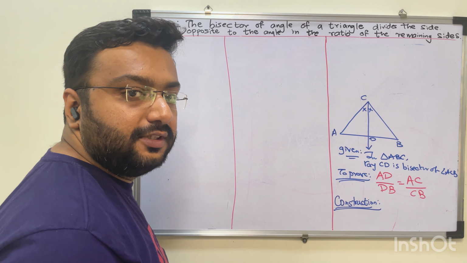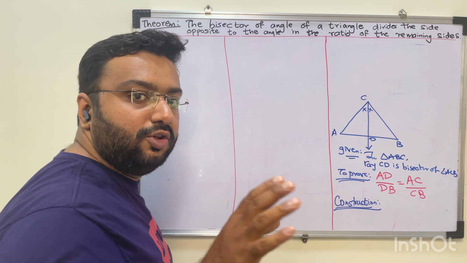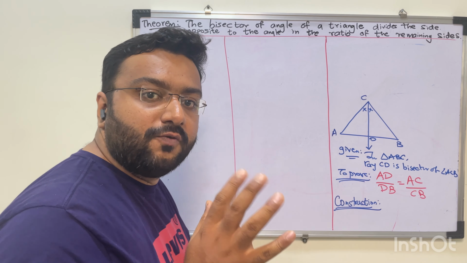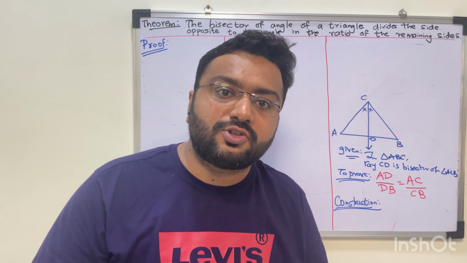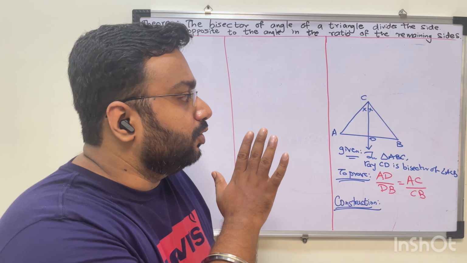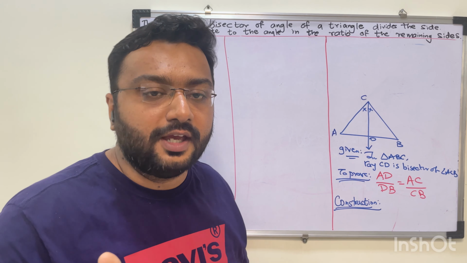Now let's begin with this proof. Now observe here, as you all know that we are going to apply BPT, the basic proportionality theorem. For basic proportionality theorem, we just now saw we need a triangle and we need a parallel line. So observe here, do we have a triangle? Superb, yes, we have a triangle.